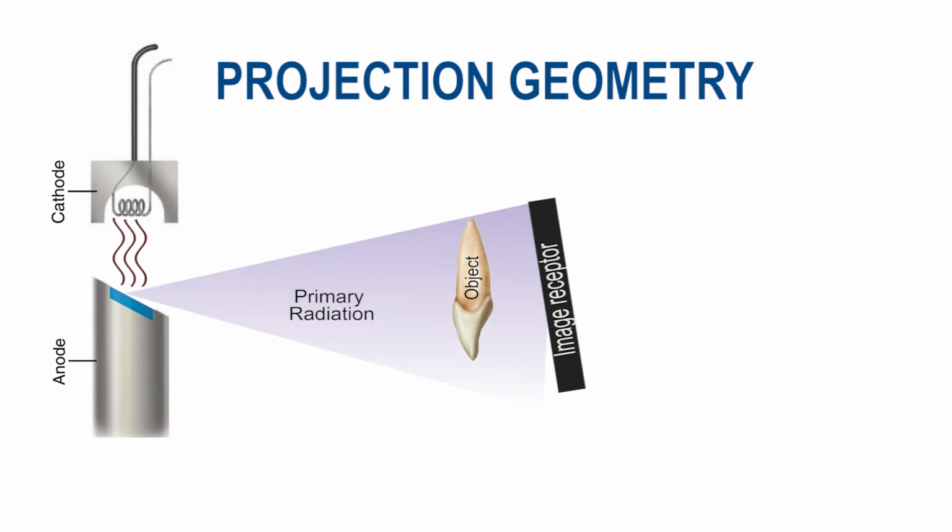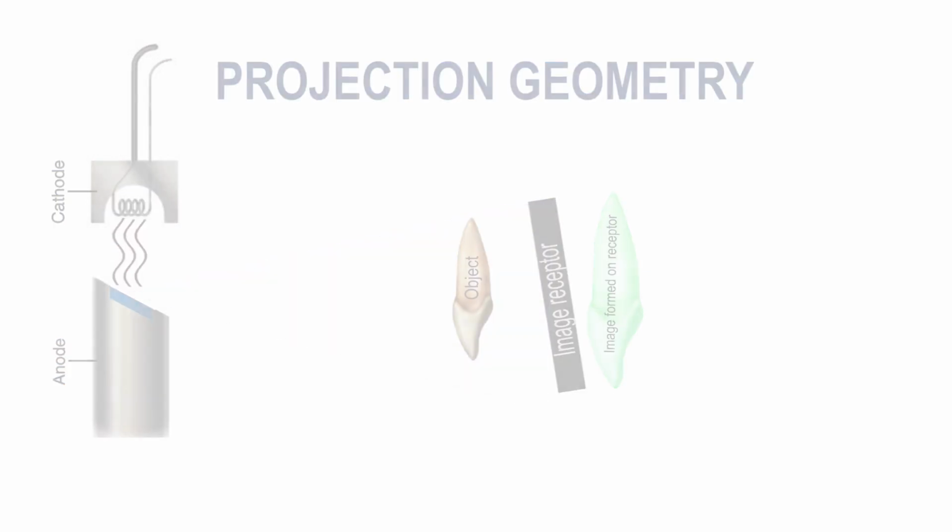In another case, the image receptor is not parallel to the object, hence the X-rays are perpendicular to the object but not to the image receptor. In this scenario, elongation of the image will happen. Hence, to prevent image shape distortion, these laws need to be followed.